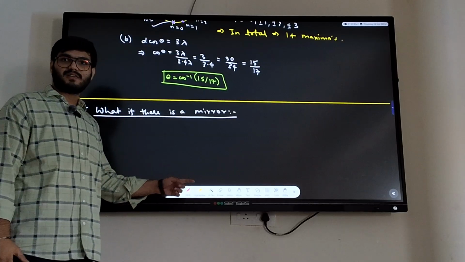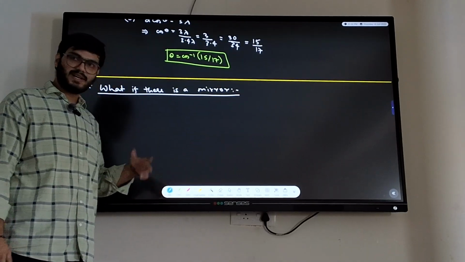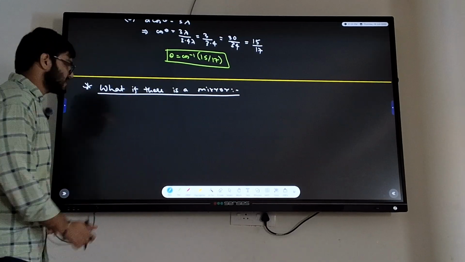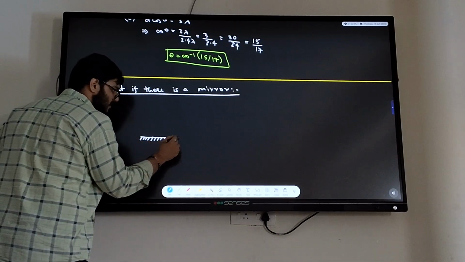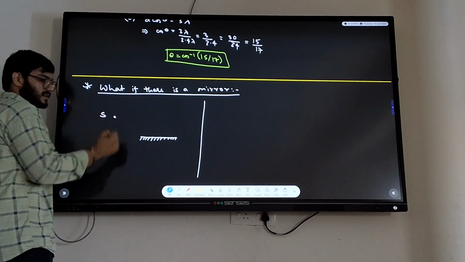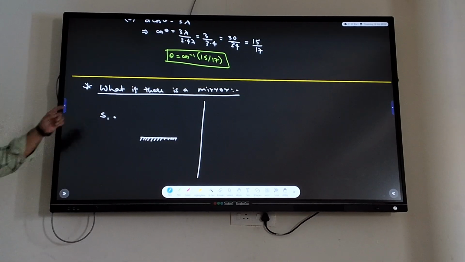What if there is a mirror? What will happen then? So now I will not even consider two real sources. I will create one virtual source. And then let's do things. So let's say there is a mirror here, and there is a screen here. There is a source here, and let's call it source S1. This is a real source.